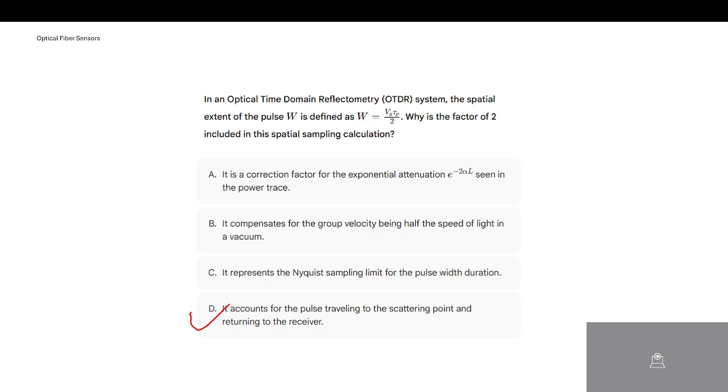Let's check. Okay, that's right. You're doing good actually.